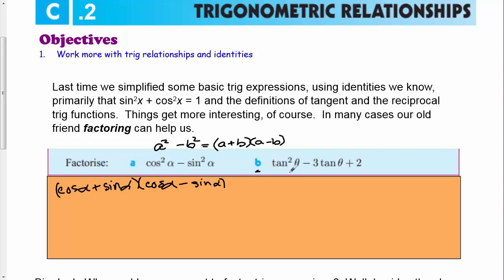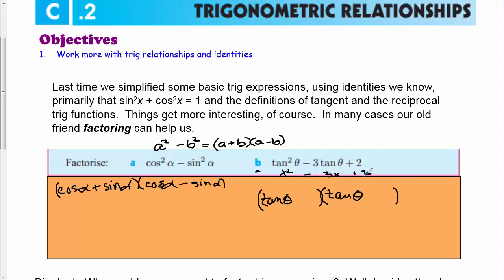Here's another example. And what we see here is tangents, but if you look carefully again, you see this quadratic form. You see kind of an x squared. If you think of tangent theta as x, there's x squared minus 3x plus 2. And so we can write this in factored form by seeing that this is tangent theta here, tangent theta and tangent theta. Those two terms are going to give us our tangent squared.